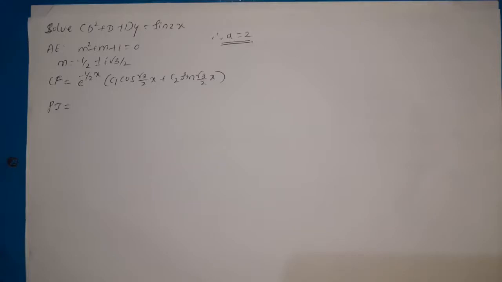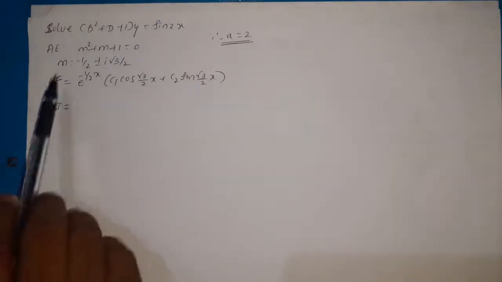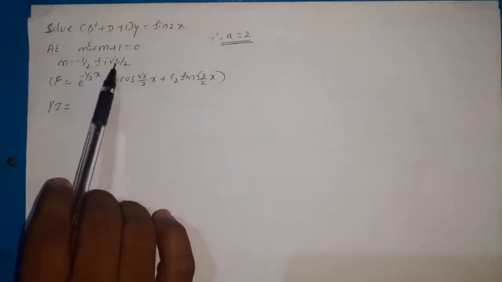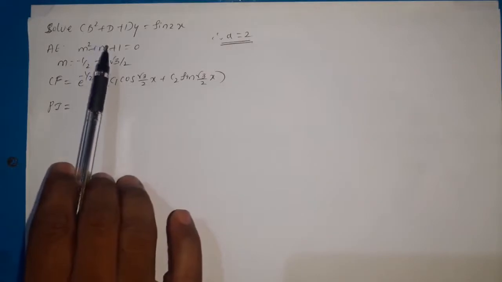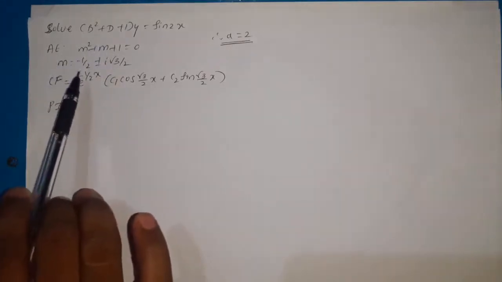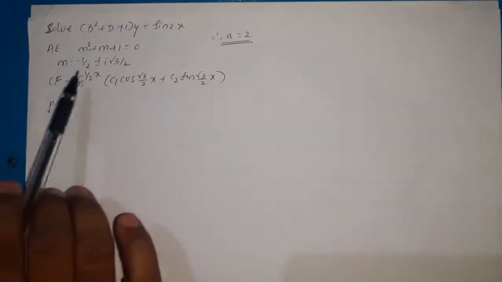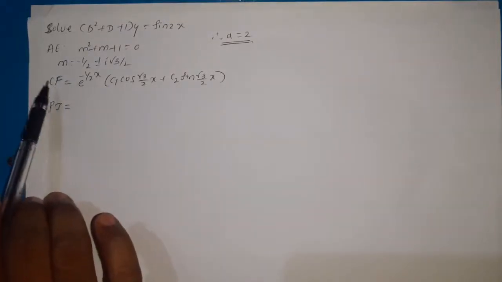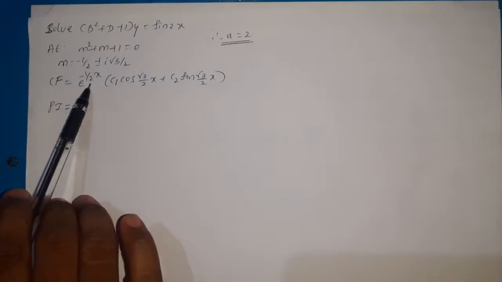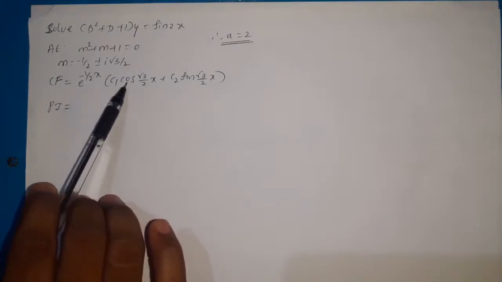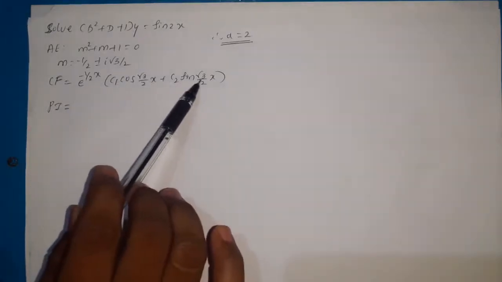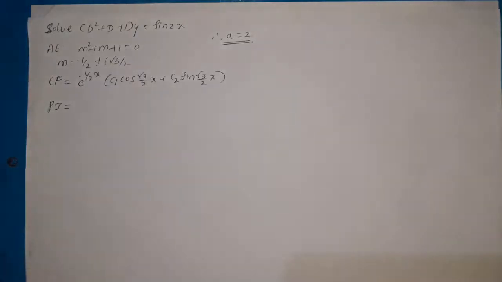By solving the quadratic equation, using the formula to find the roots, we get m equal to minus 1 by 2 plus or minus i root 3 by 2. So it is a pair of complex roots, and its complementary function is given by e power minus 1 by 2 x, c1 cos root 3 by 2 x plus c2 sin root 3 by 2 x. And now we should go for the particular integral.